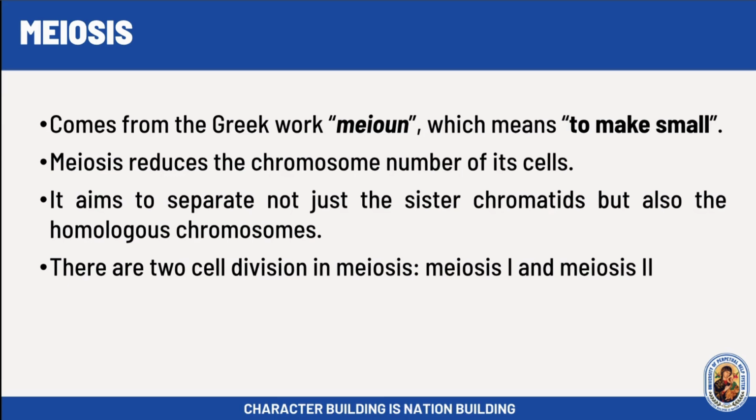The meiosis cycle makes the original number of chromosomes only half. So if, let's say, we have 46 chromosomes in humans, after meiosis the number of chromosomes will only be 23. So it aims to separate not just sister chromatids but also homologous chromosomes, meaning the traits are going to be separated. In meiosis, it's also divided into two processes, meiosis one and meiosis two.